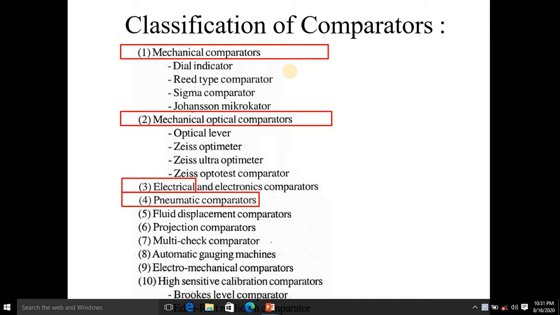Before understanding the mechanical comparator, first of all we see what the different types of mechanical comparator are. There are four types of mechanical comparator. Number one is the dial gauge indicator, second is the reed type mechanical comparator, third is the sigma comparator, and fourth is the Johansson Microkator. So starting with the first, the dial indicator.